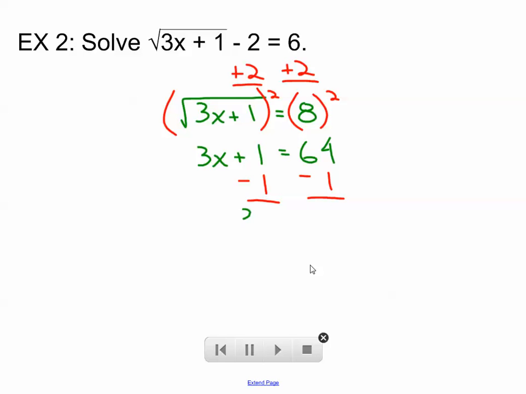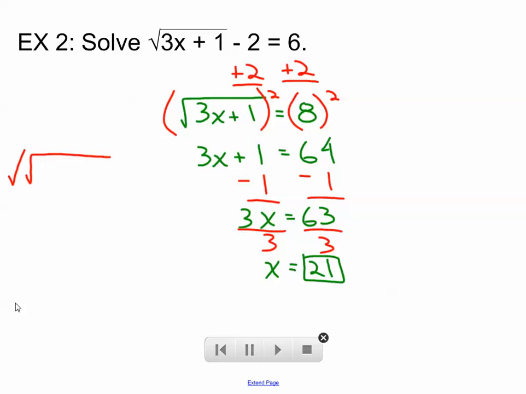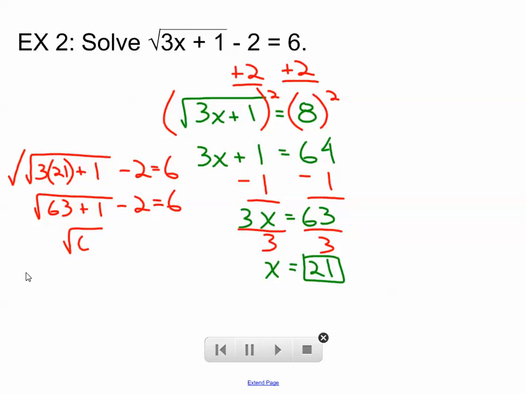Subtract 1 from both sides. Divide both sides by 3. x is 21. We'll check this answer as well. Square root of 3 times 21 plus 1. That square root sign is a grouping symbol, so you have to do everything inside that grouping symbol first. In other words, multiply and then add. Because 6 equals 6, 21 must be a solution of the equation.